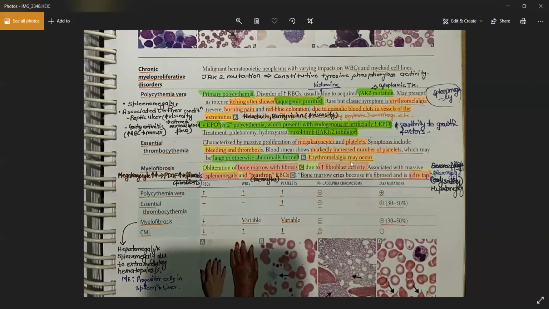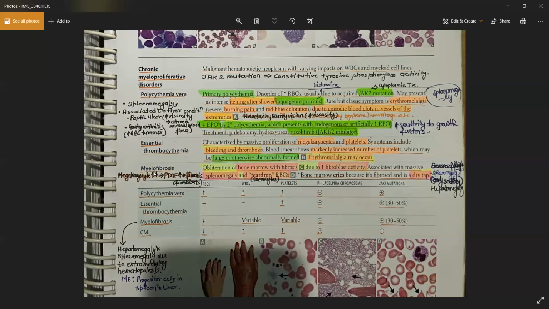So erythromelalgia can also occur in these conditions. You will have a mildly increased number of platelets, and these platelets are very large and abnormal, of course. And because these platelets are dysfunctional, you will have bleeding along with thrombosis. Very important. And again, you can also have the hepatosplenomegaly in case of essential thrombocythemia.